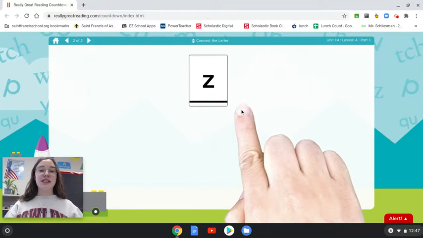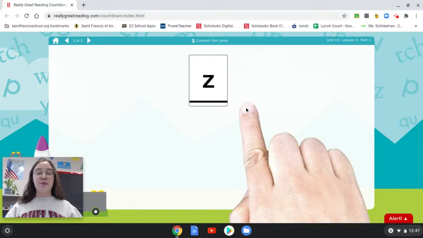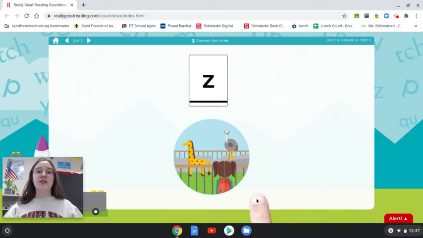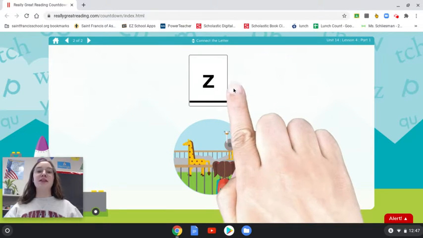This is the letter Z. What sound does the letter Z spell? Z. Zoo, bone, hamster. Which one begins with Z? Zoo. Zoo begins with Z, so it starts with the letter Z.